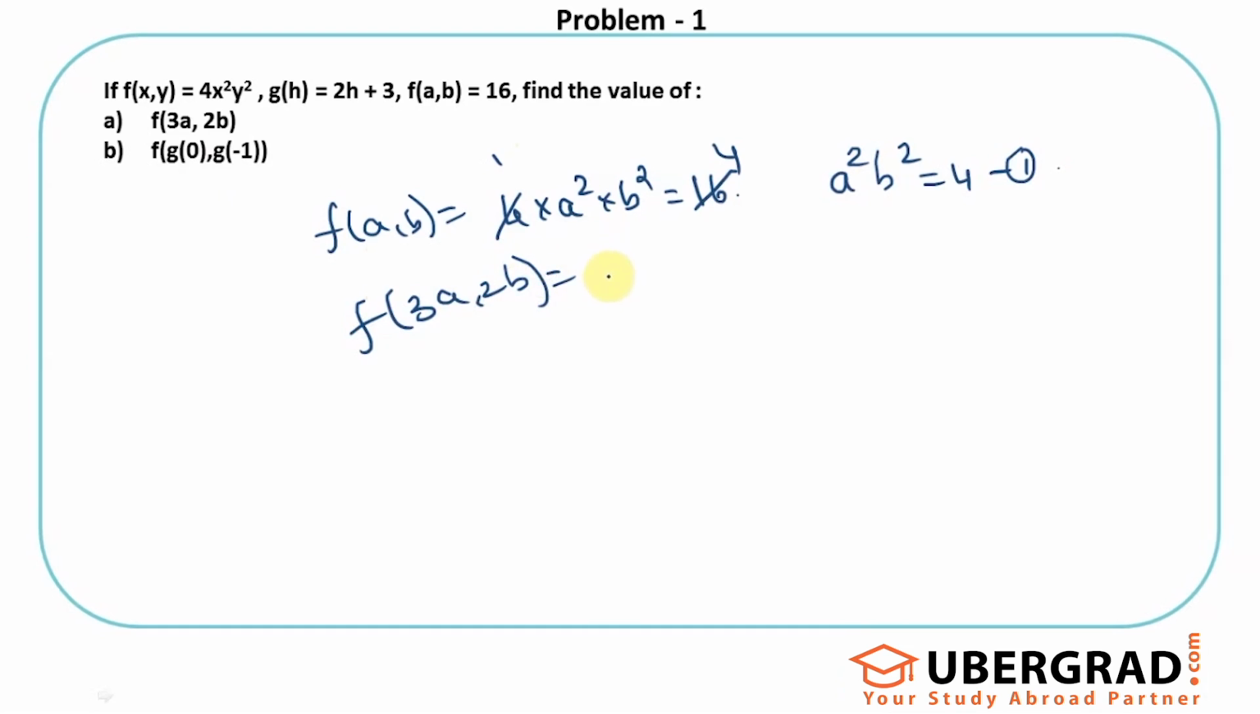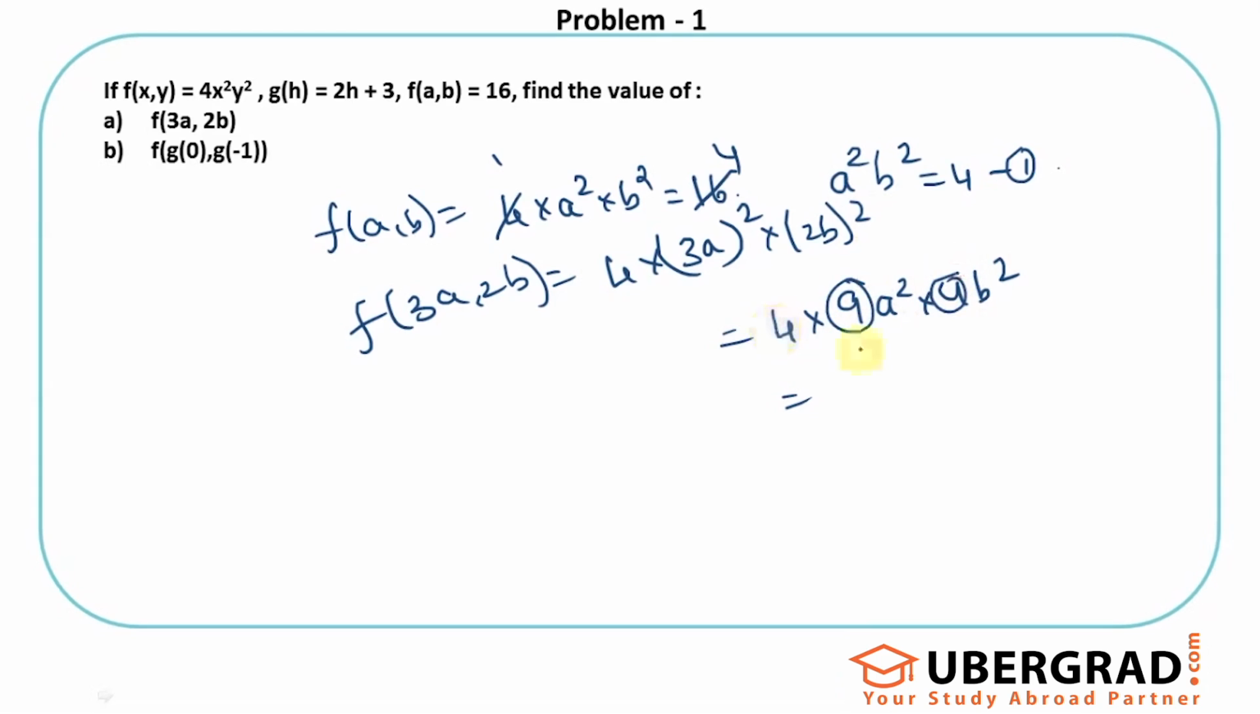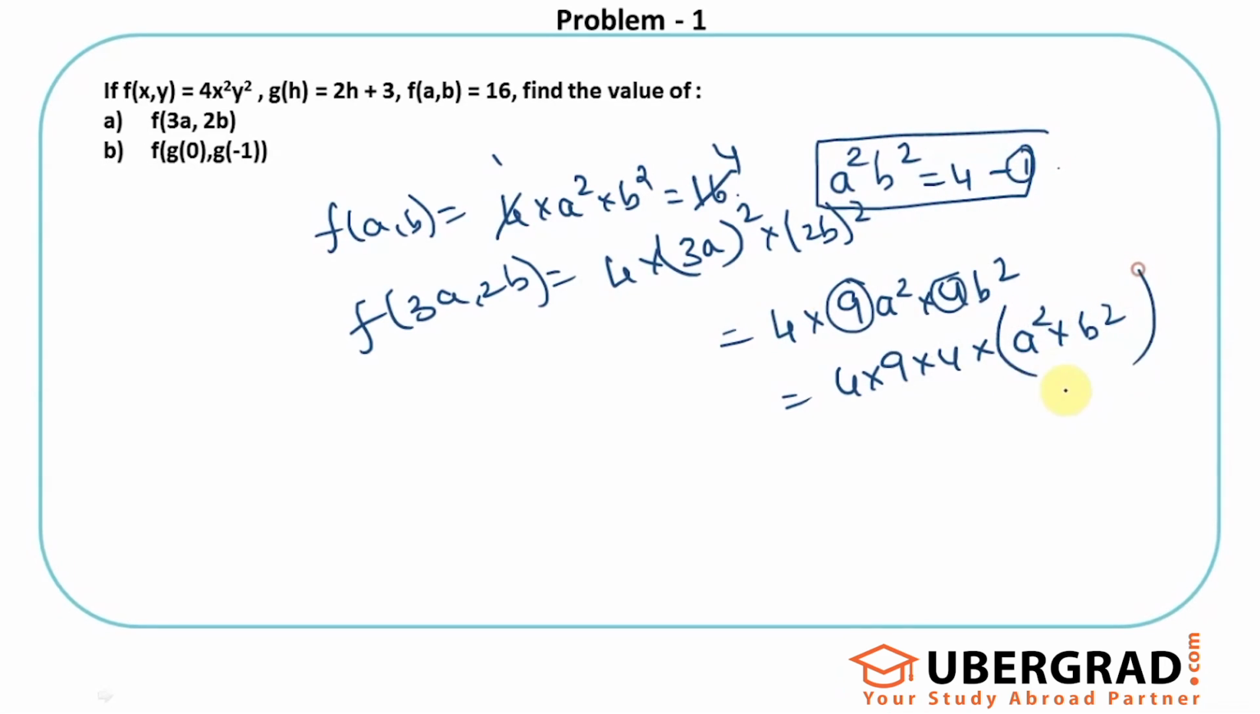Now if I define it again in the same way, what will I get? 4 into (3a) square into (2b) square. So what would that be? 4 into 9a square into 4b square. If I take the coefficients to the left, it will be 4 into 9 into 4 into a square into b square. From this I know a square into b square is 4, so I can replace this with 4. So this will come as 4 into 9 into 4 into 4. Right, so this will be 64 into 9, so that will be 576.